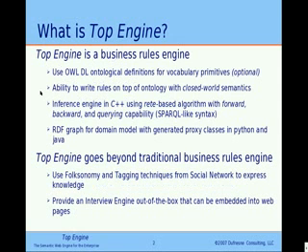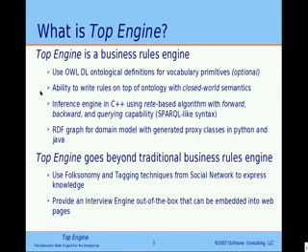Top Engine is a business rule engine that uses the web ontology language to define the domain models and allows you to write rules on top of the ontology using the ontological definitions for the vocabulary primitive of the business rules. It's an inference engine written in C++ using an optimized Rete-based algorithm with forward and backward chaining, and it also has querying capability in a SPARQL-like syntax.